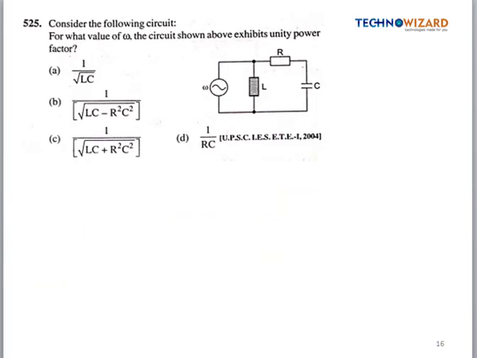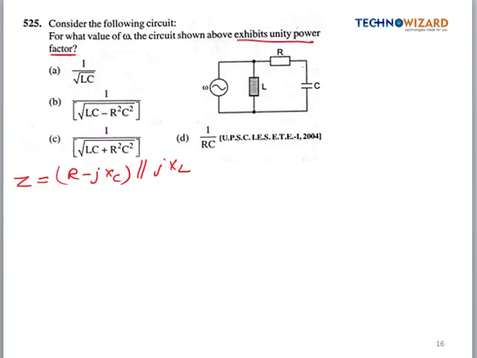Next question is, consider the following circuit. For what value of omega does the circuit shown above exhibit unity power factor? Okay, so now let's calculate the impedance of the circuit. Here R and C are connected in series, which is in parallel with L. So now let's calculate the impedance of the circuit, which is given by R minus jXC, which is in parallel with jXL.